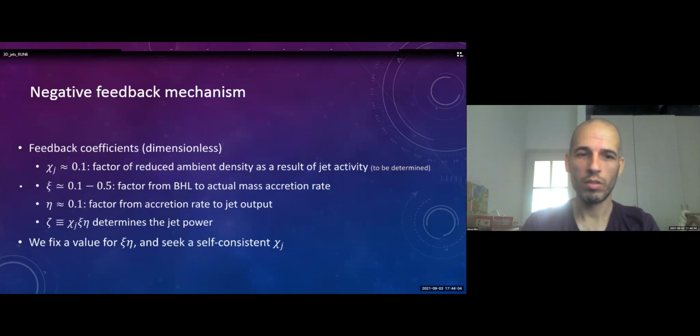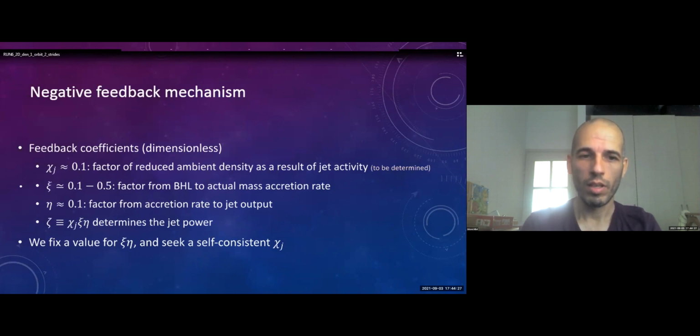The jet power is determined by three dimensionless factors. Chi-j is the factor of reduced density due to the jet activity. Xi is the factor going from the Bondi-Hoyle-Littleton accretion rate to the actual mass accretion rate. And eta is the factor from the accretion rate to the jet output. The product of these factors is zeta, which determines the jet power.